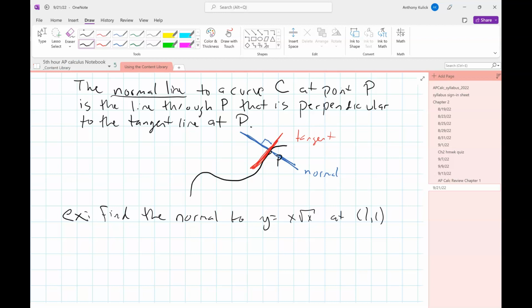So let's say we want to find the equation for the normal line to the curve y equals x times the square root of x at the point 1, 1. Okay, in order to write the equation for a line, what do I need? I need slope, and I need a point, right? What's the point? 1, 1. They gave it to me already.